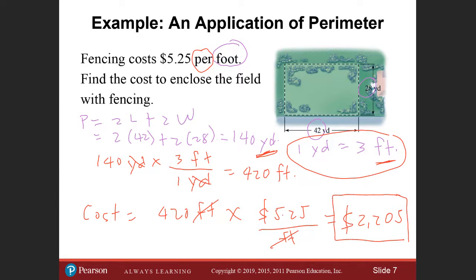Okay, so again, perimeter is just adding all the sides, and don't forget to match up the units. If the unit doesn't match, you have to change your unit to the given unit. Whatever is being asked, it should match. So here we changed yards into feet so we can match the cost of the fence.